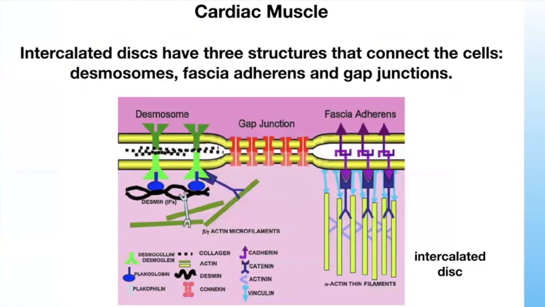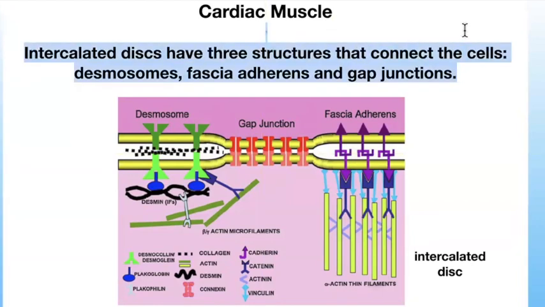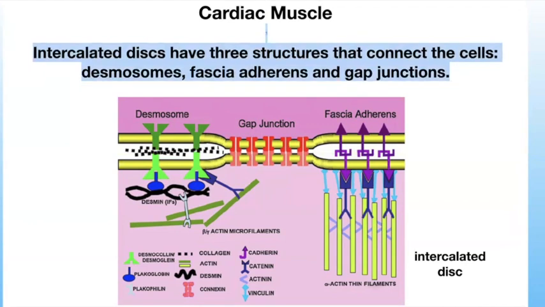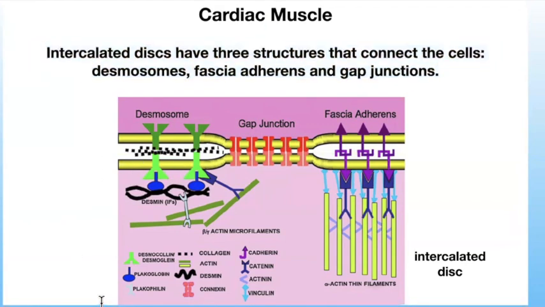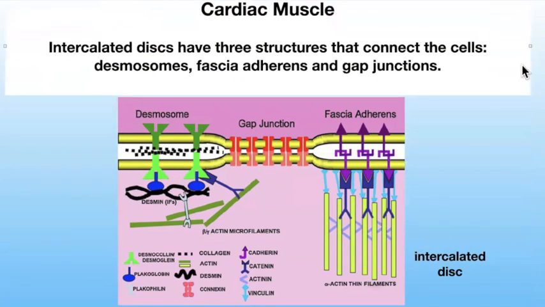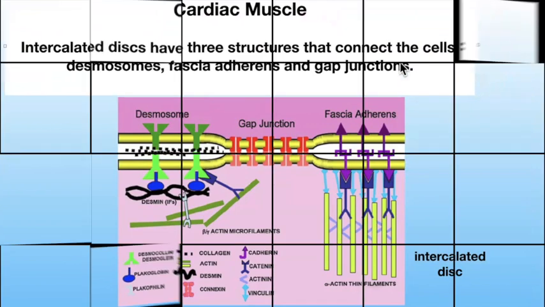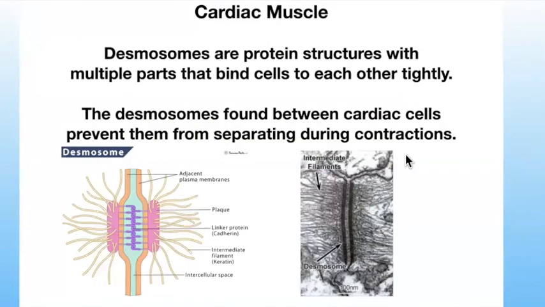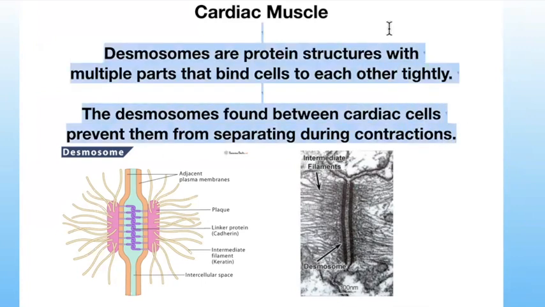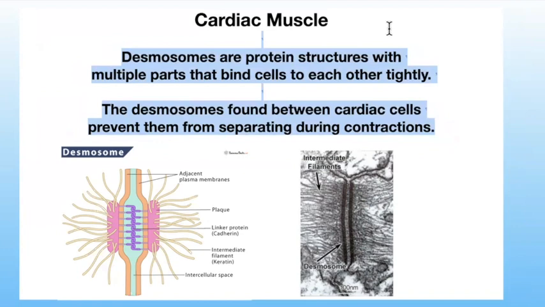So intercalated discs have three structures that connect the cells: desmosomes, fascia adherens, and gap junctions, which show up again. Remember I said that gap junctions would show up in skeletal muscle? Well, here they are. Okay, so I'm going to talk about each of the different types of intercellular connections. First, desmosomes. Desmosomes are protein structures that tightly bind one cardiac muscle cell to another. The desmosomes are found between them and prevent them from separating during contractions.